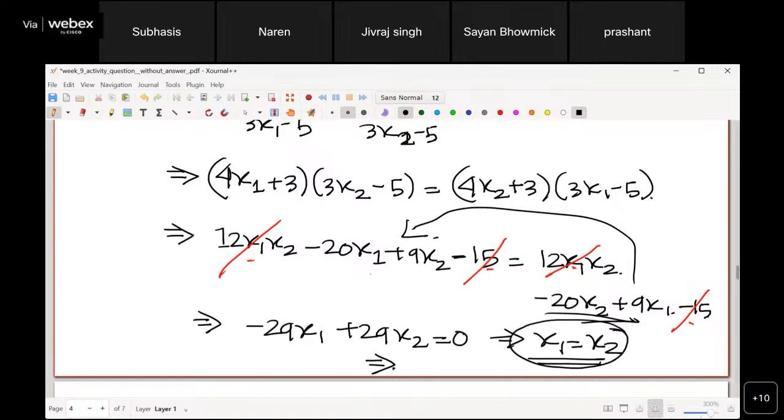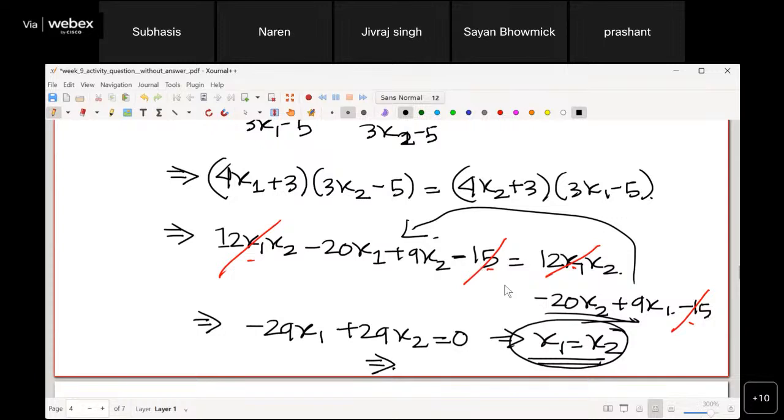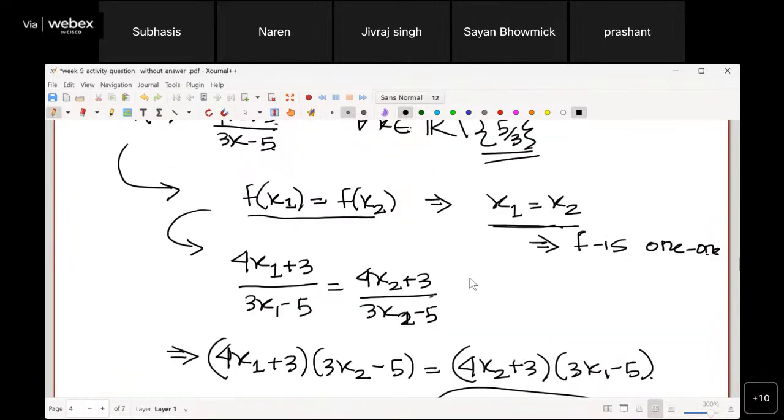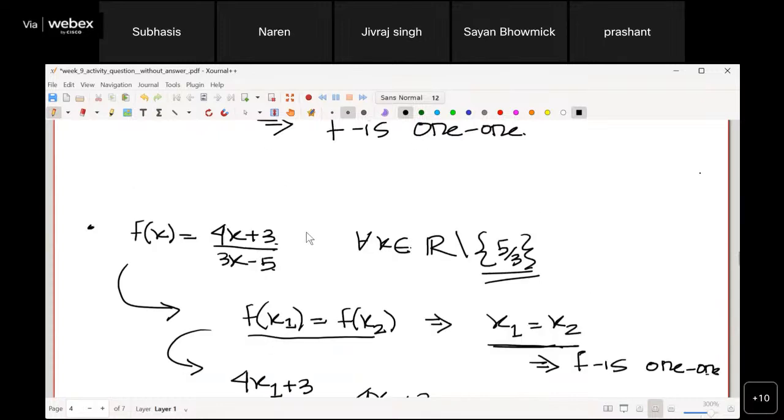Okay, sir. Can you just make it clear how, if x1 is equal to x2, it is one-to-one? If x1 is equal to x2, yes, that, sir, is one of the definitions, right? So what is the definition of a one-to-one function? Tell me.